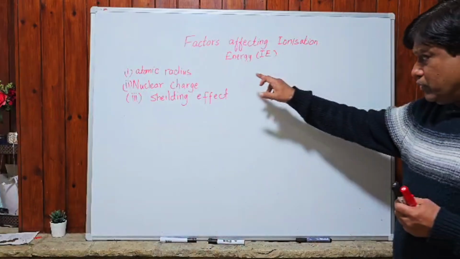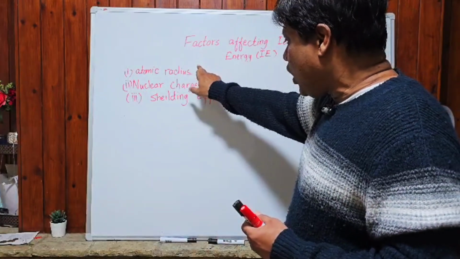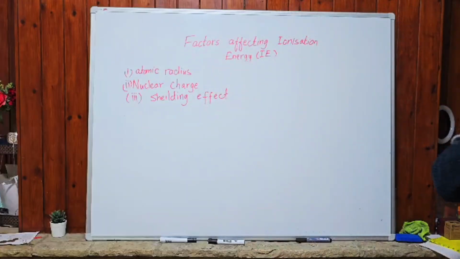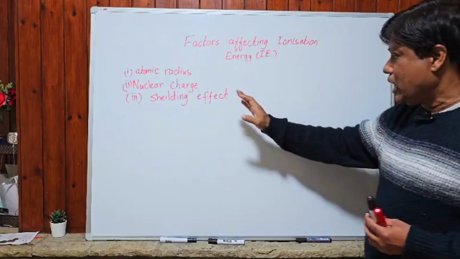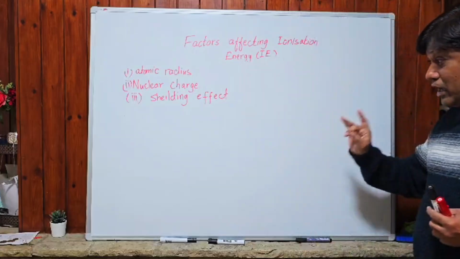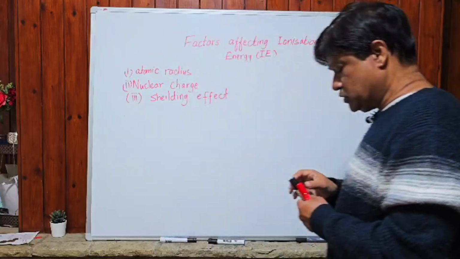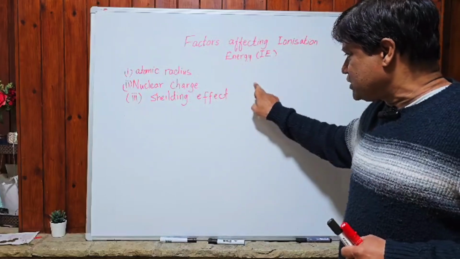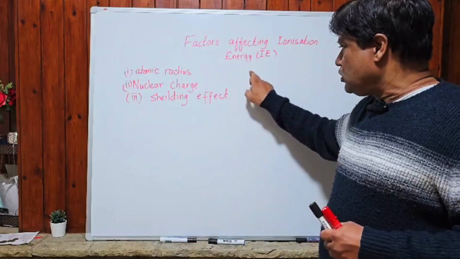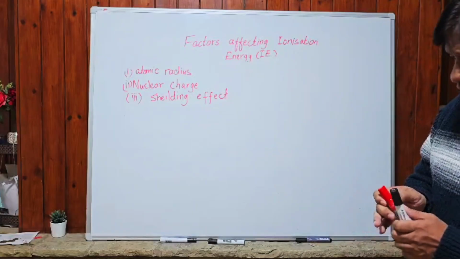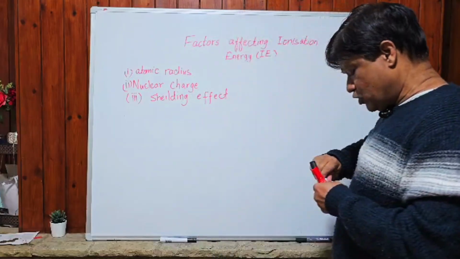Now, we have seen how atomic radius alters ionization energy. The next one is ionization energy across the period. When you explain ionization energy across the period, you have to focus on nuclear charge, because these two factors are not providing any change in the ionization energy.